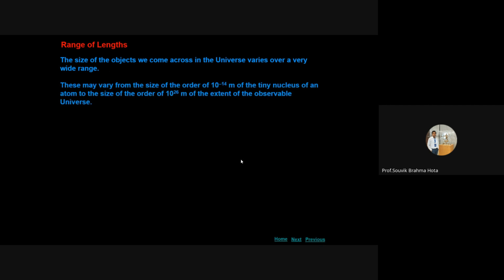Now range of lengths. The size of the objects we come across in the universe varies over a very wide range. This may vary from the size of 10 to the power minus 14, a tiny molecule, to 10 to the power 26, the extent of the observable universe. So we also use certain special units of length for short and large lengths, which are given below.